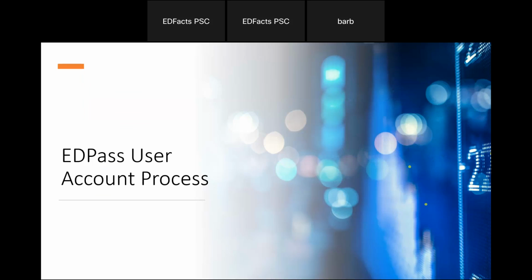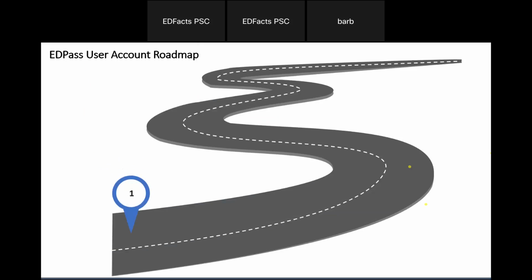Okay, so we're going to start with an overview of user account processes in EDPass. Again, if you have any questions at any point, please use the Q&A panel so that we can answer those as we go through each section. So this is our roadmap. There's 6 total steps that we're going to go over today. So again, as you have questions, just throw them in the Q&A box.